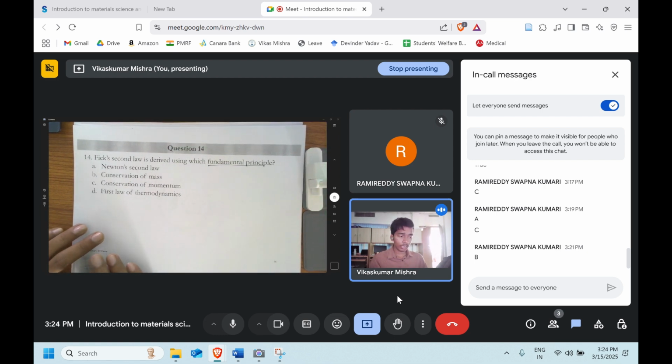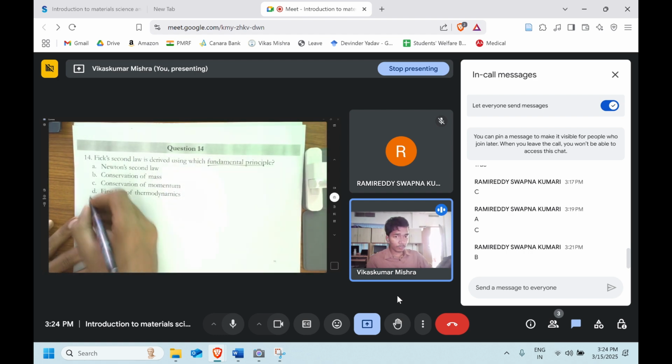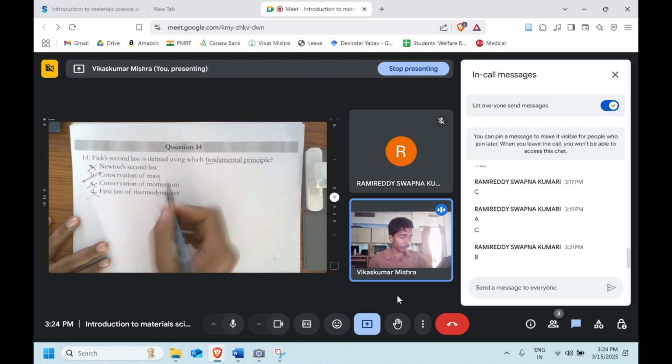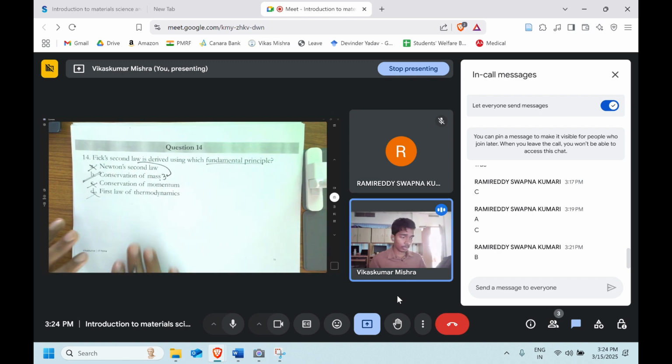We saw in the class that Fick's second law is mostly based upon the concentration, like the conservation of mass, right? So it's not the first law of thermodynamics, it's not the conservation of momentum, those are incorrect. Only the right answer is option B. So the conservation of mass is the one which will lead to the formation of Fick's second law.